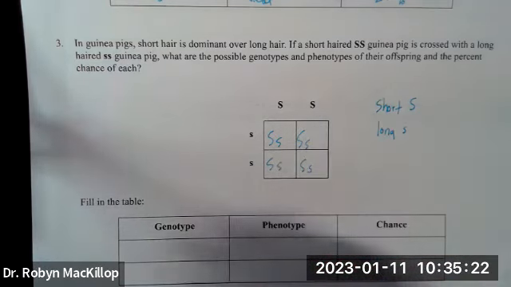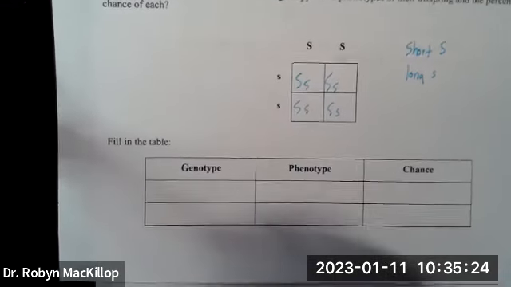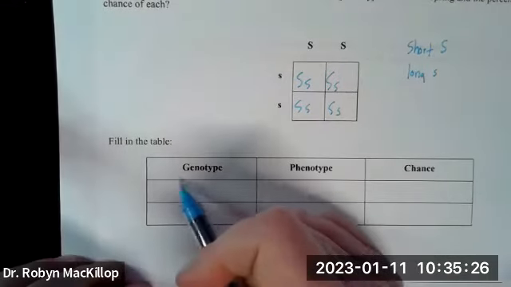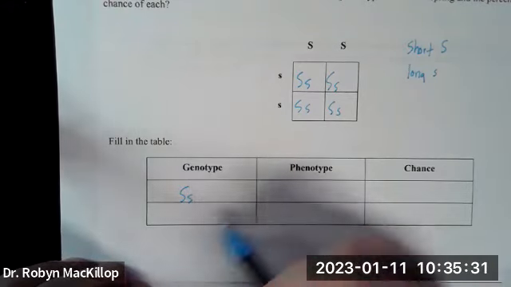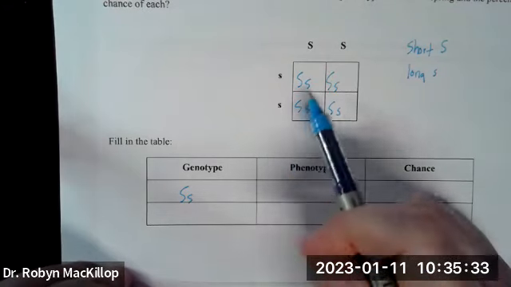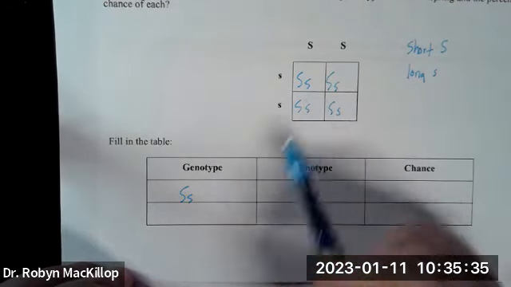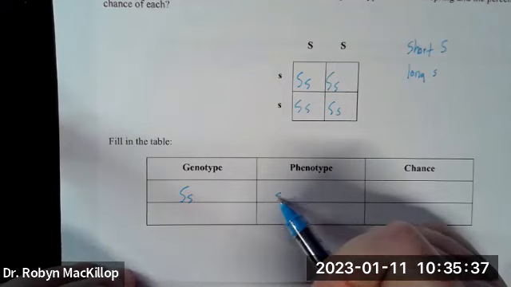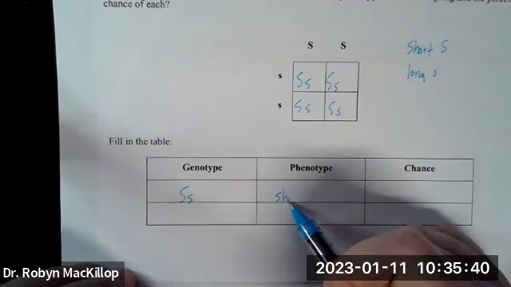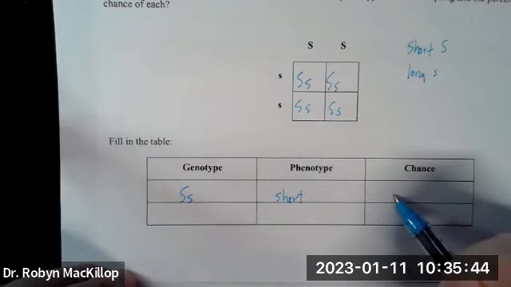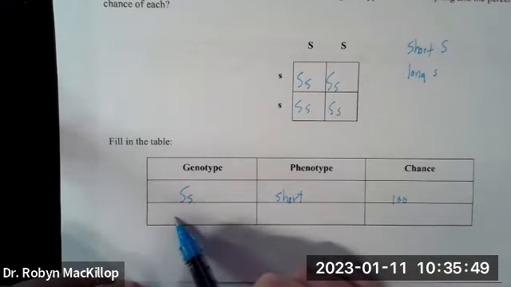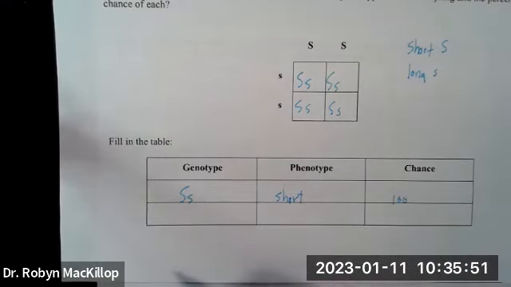Well, look at this. All the kids look the same. That means the genotype is big S, little s. The phenotype, all of these kiddos have short hair. They all kind of look alike. You can tell they're siblings. And you have a 100% chance of getting a heterozygous offspring. Interesting.